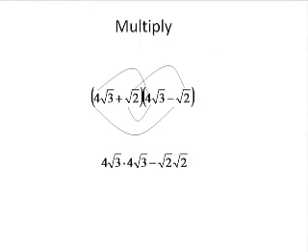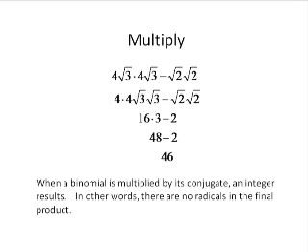After FOILing comes the task of simplifying each term. Notice the inner and outer products add to 0. When a binomial is multiplied by its conjugate, an integer always results. In other words, there are no radicals in the final product.